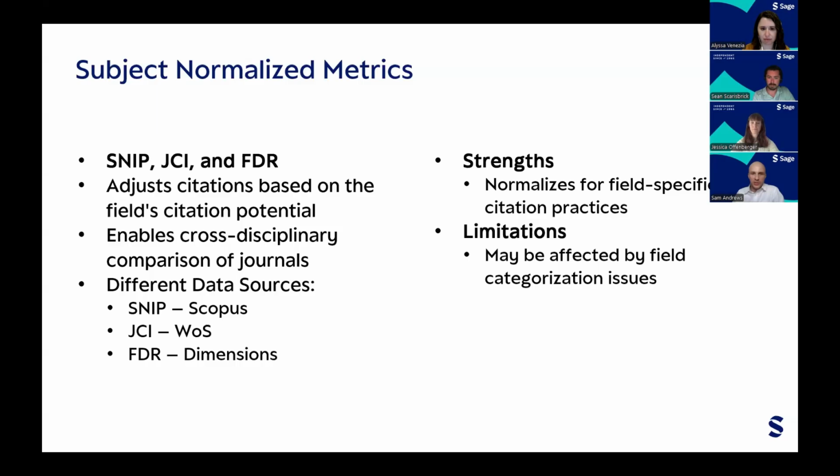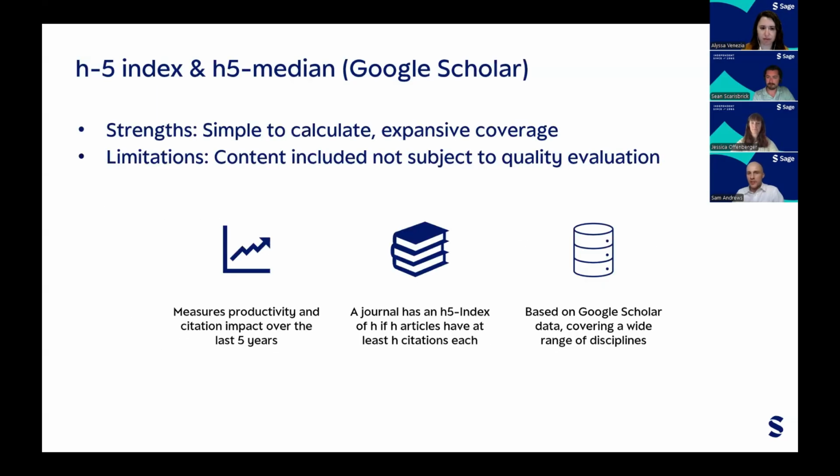And the last metrics I'll cover here are the H5 index and H5 median from Google Scholar. These are intended to measure a journal's productivity and citation impact over the past 5 years. The H5 index is the number H, such that H articles published in the last 5 years have received at least H citations. And the H5 median is just the median citation count for articles included in the H5 index.